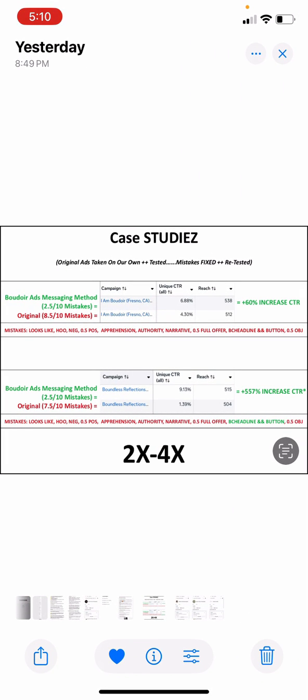This is a list of some boudoir ads that I've seen and copied and tested, that other boudoir photographers are running, and I categorized their mistakes. Then I put my fixes in, and on average I get 2 to 4x more women for the same ad spend actually engaging and reading my ad versus what boudoir photographers are normally doing.